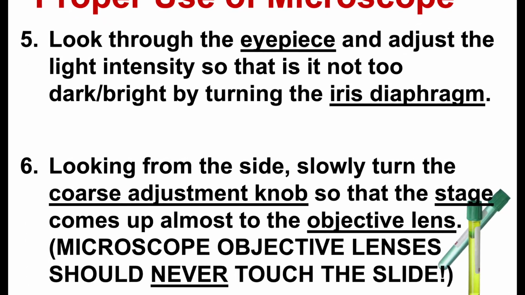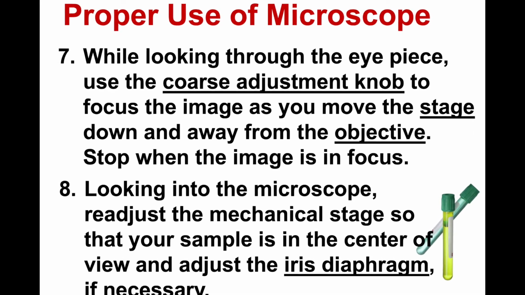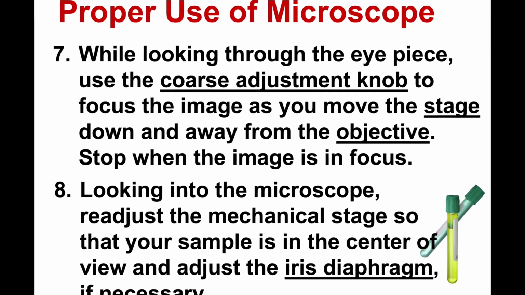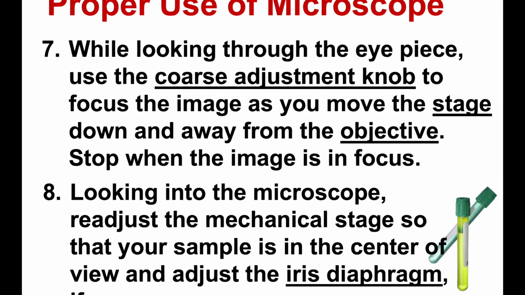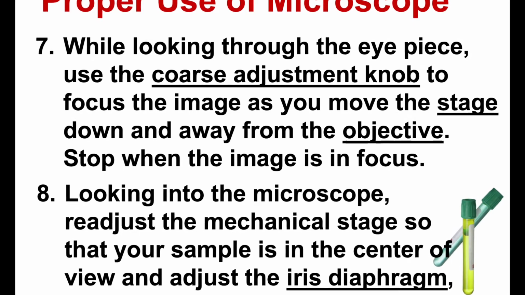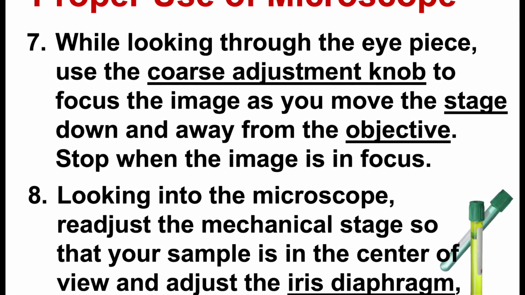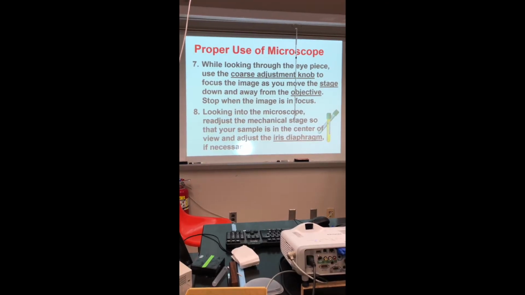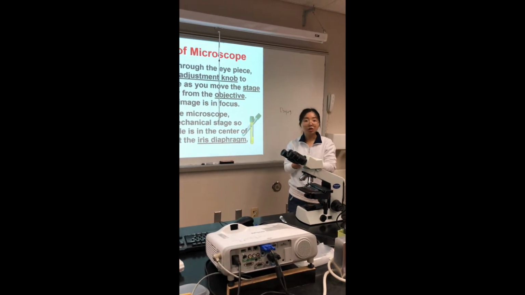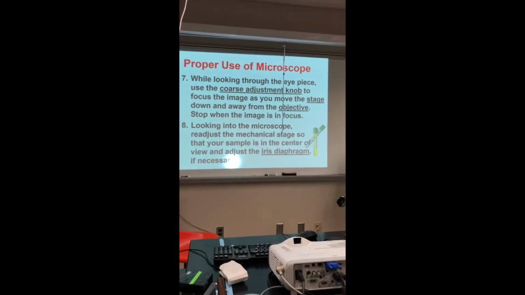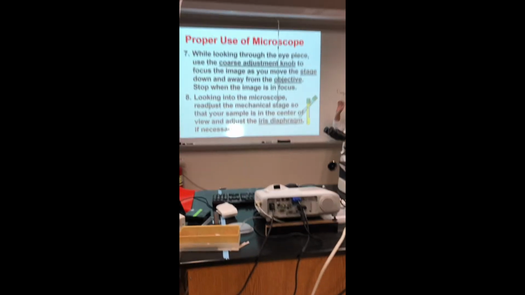Keep in mind, we are going to talk about the, again, coarse adjustment knob. This is really important. Use 4 times, focus the image as you move the stage down and away from the objective. Stop when the image is in focus. We are going to show you the total procedure of using the microscope later on. So this part I'm going to introduce all the safety rules of using the microscope.